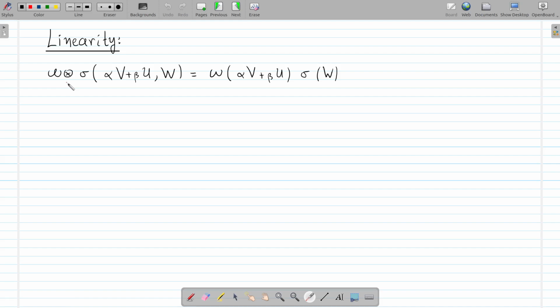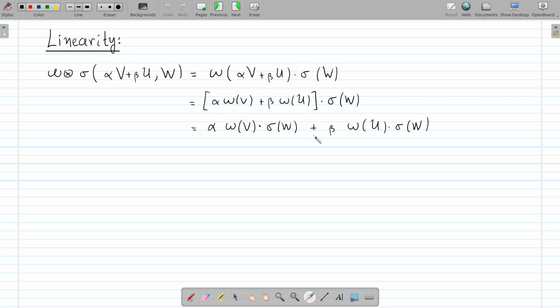The linearity of a tensor product can be seen in this special case very easily. So if we take how the tensor product of omega with sigma acts on a linear combination of those vectors v and u, alpha and beta being real numbers, then by the definition of the tensor product, this is omega acting on the first slot and sigma acting on the second slot, forming the respective contractions. But omega being linear, this action here is given by the linear combination of the separate actions of omega on v and u respectively.